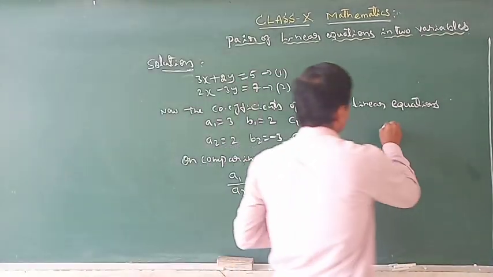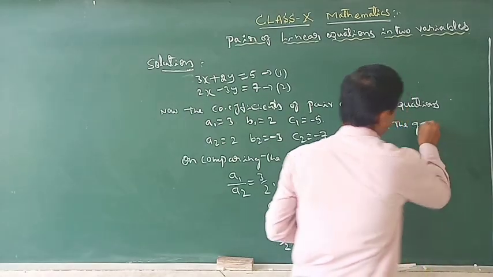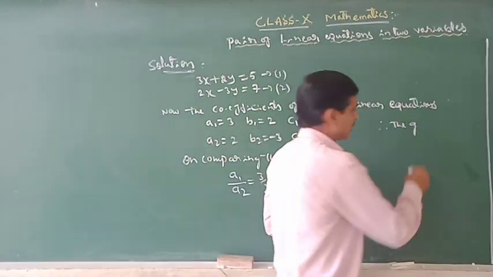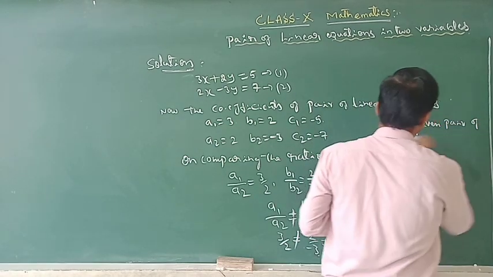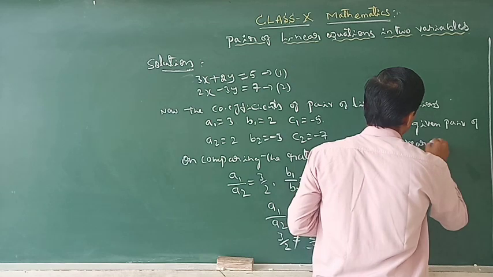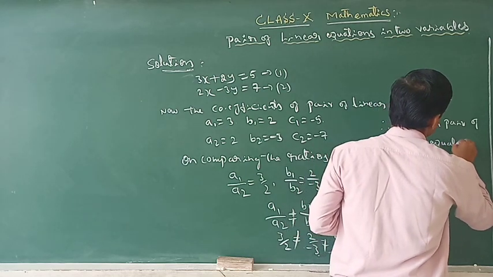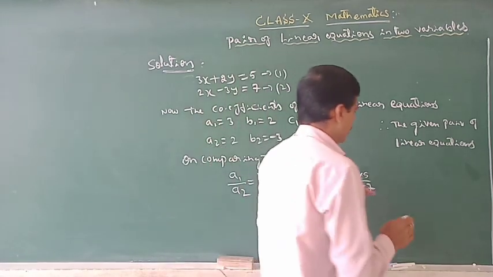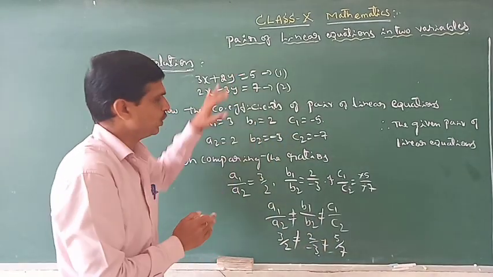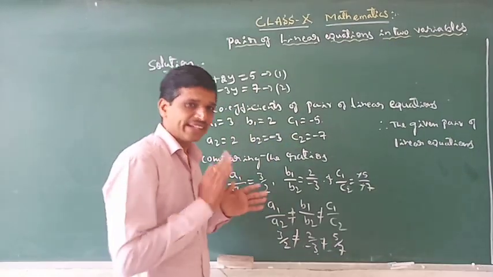So therefore the given pair of linear equations, if you plot their graph, the lines will appear as intersecting lines.